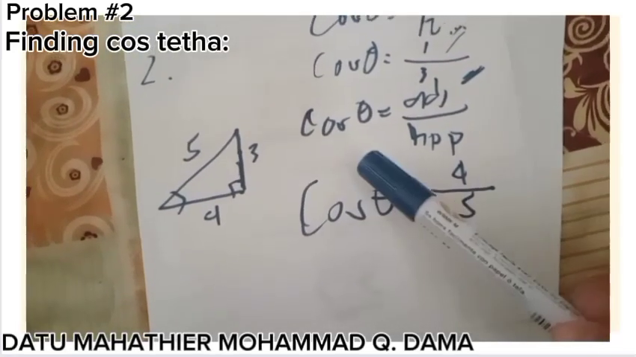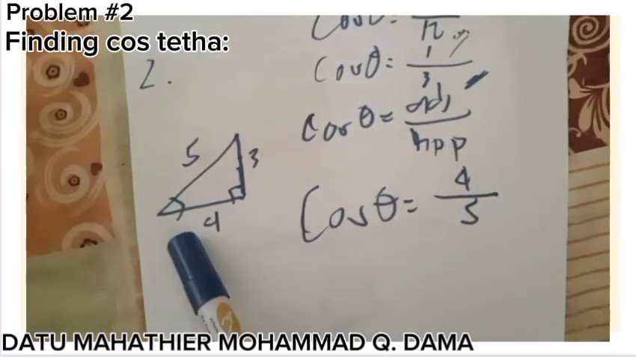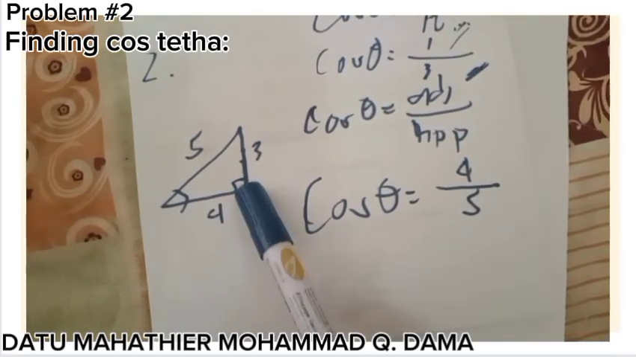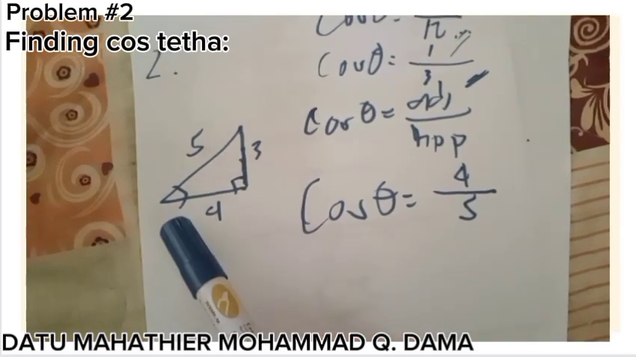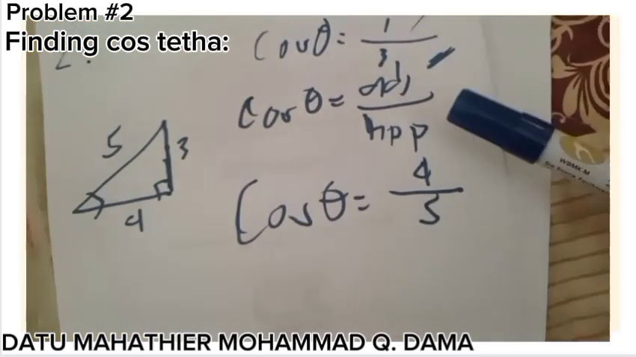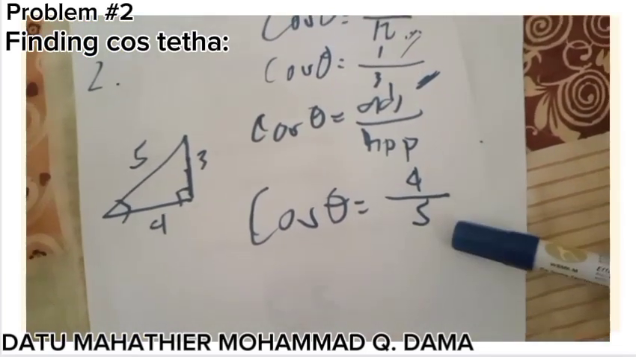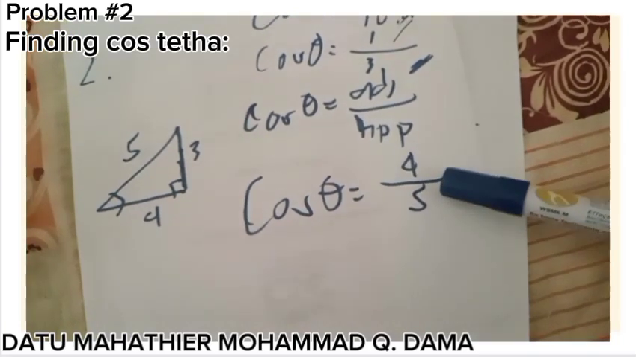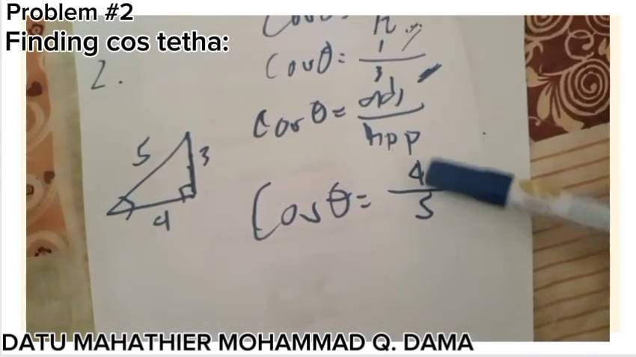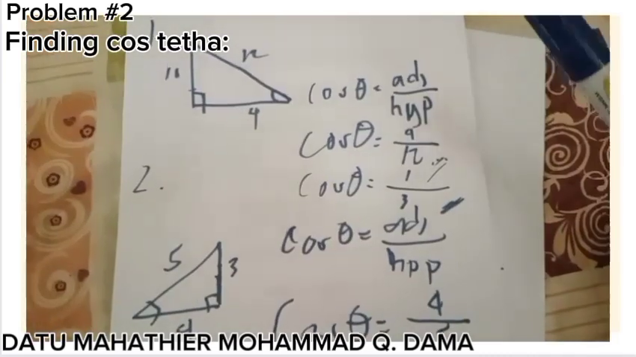Problem number 2 naman, ganun lang din. So, cos theta is equals to adjacent over hypotenuse. So, ang value ng hypotenuse natin dito is 5. While ang value naman ng adjacent natin is 4. So, isa-substitute natin sila. So, cos theta is equals to 4 over 5. In this case, hindi na natin siya pwedeng i-simplify since wala tayong pwedeng i-divide sa kanilang dalawa. Hindi katulad dito sa problem number 1.